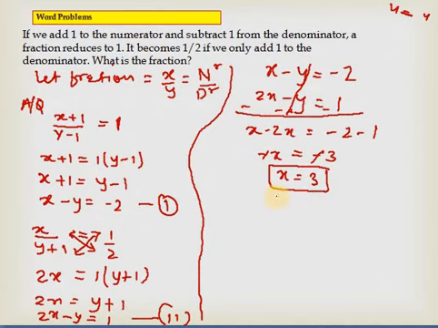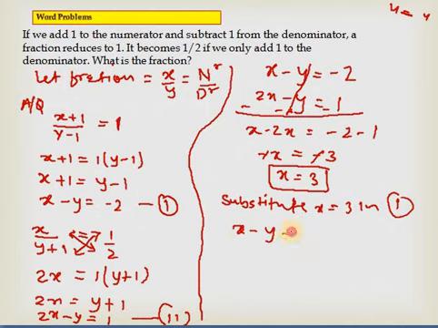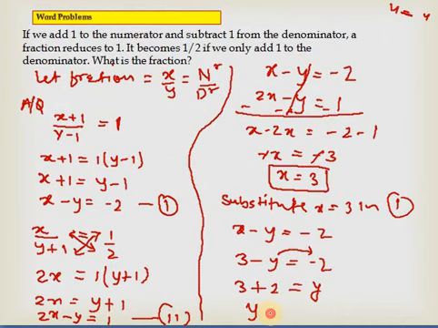Now we have the value, then we can substitute. So substitute x is equal to 3 in any, like in the first, consider the first. So x minus y is equal to minus 2. I will substitute the value: 3 minus y is equal to minus 2, or I will shift this minus 2 over here, and minus y over here, then this will become y. So y is equal to 5.